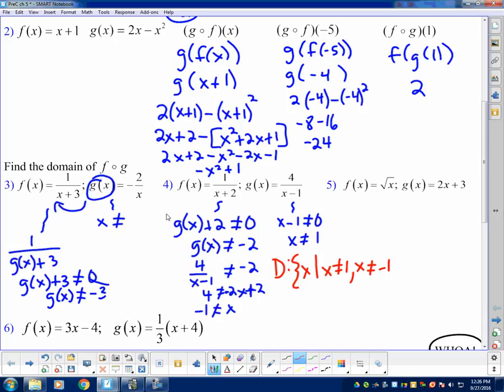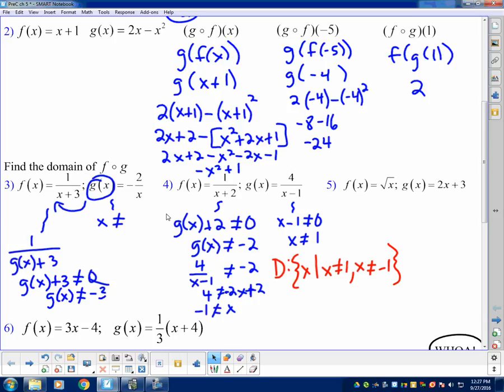I recognized it as soon as I went to write it down because I go, that doesn't sound familiar. So it's x does not equal 1, x does not equal negative 1. No, because it's g of x, the whole function, that cannot equal -2. So in terms of x, I get that x cannot equal -1 from that statement. All right.